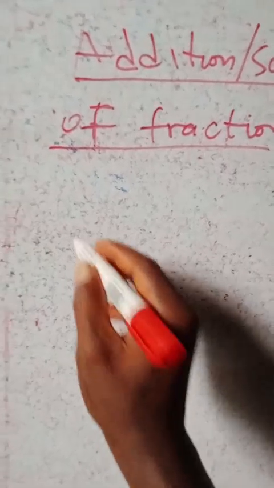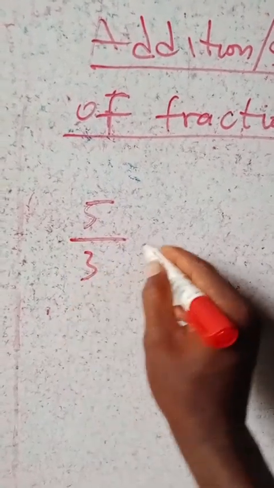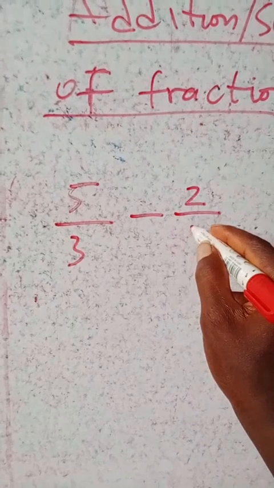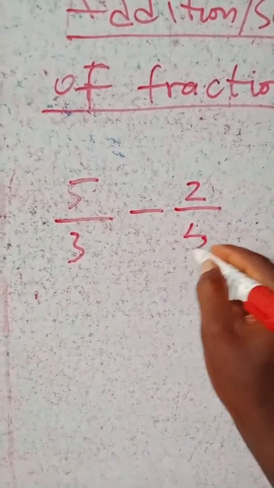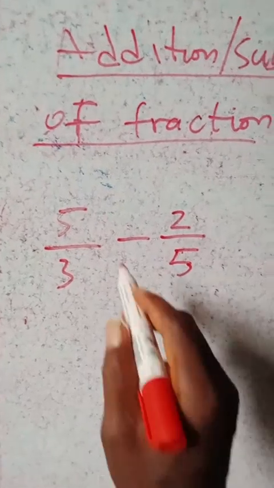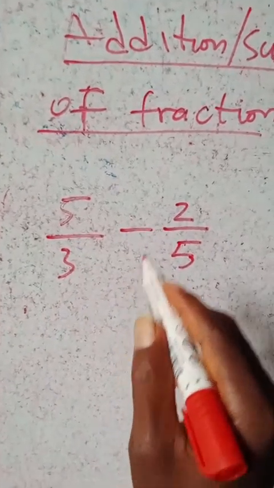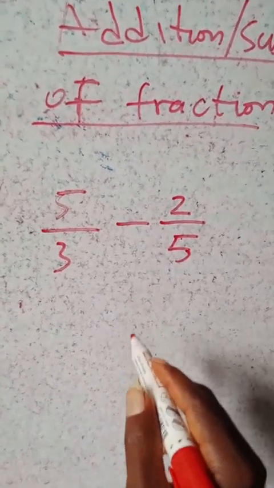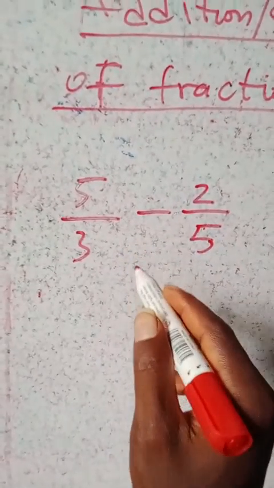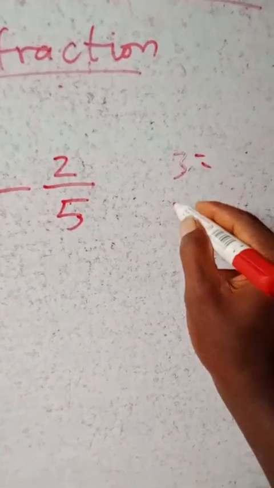Again, if you have a question like this, say 5 divided by 3 minus 2 divided by, okay, let's say 5. All right. Okay, so the next thing you do, I told you, whenever there is a plus or a minus sign in between fractions, the first thing that should come to your mind is what? To find the LCM of what? The denominators. Anywhere you go, anytime you see minus or plus in between fractions, find the LCM.